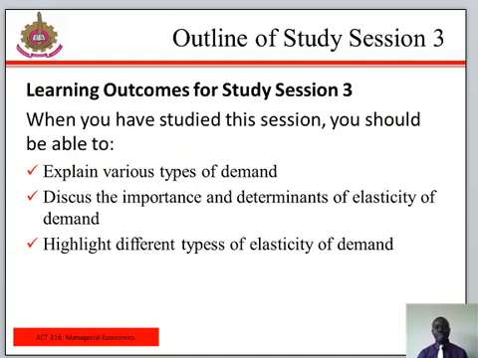Let's quickly run through the learning outcomes for this study session. At the end of this study session, you should be able to explain the various types of demand, discuss the importance and determinants of elasticity of demand, and highlight the different types of elasticity of demand.